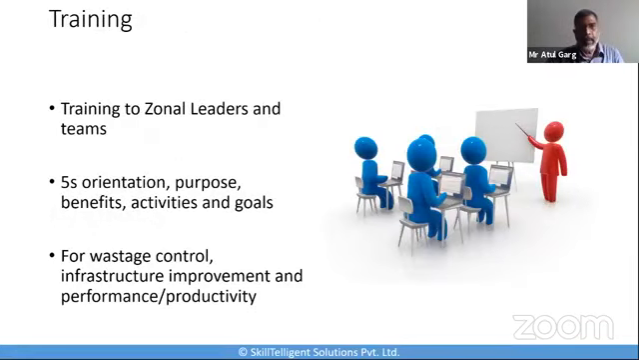Okay. The first step which was taken up was that each shop floor leader and workman had to be trained on the 5S and oriented on the lean principles. These trainings included the 5S orientation, its purpose, its benefits, its activities, its goals, its design approach, and so on and so forth. And it also focused on clarifying to the people that the 5S will be used for wastage control, infrastructure improvement, performance, as well as productivity improvement. So it was made very clear that it is not just for keeping the workspace clear, clean, and neat.